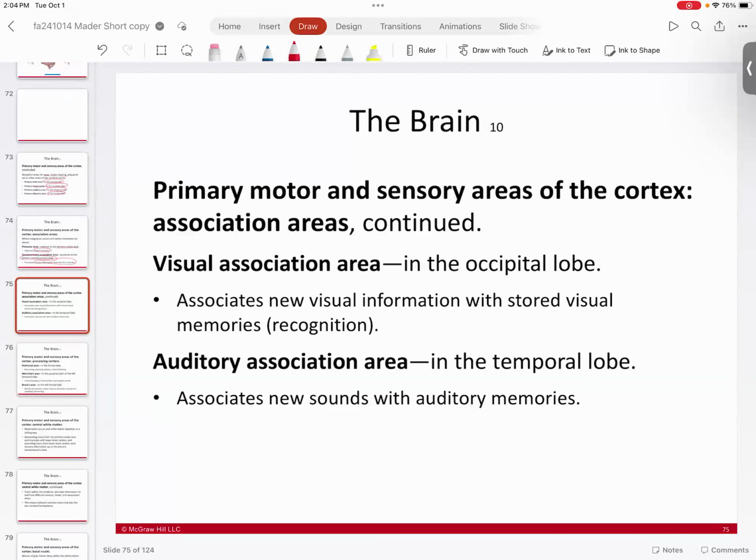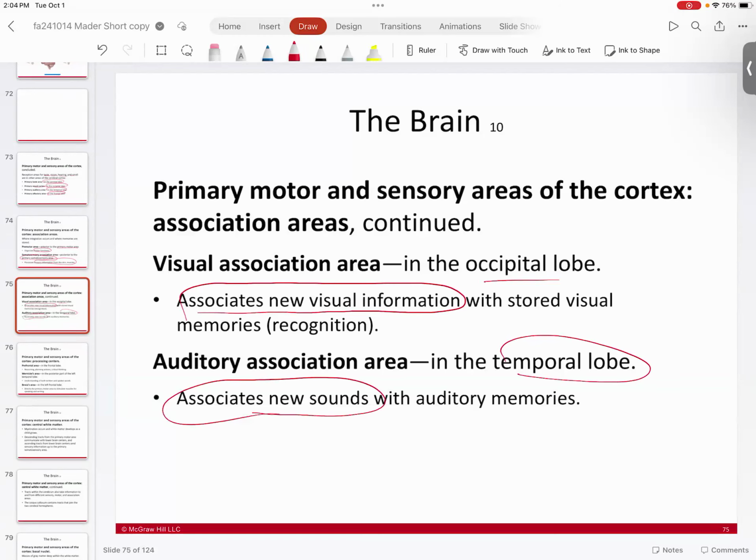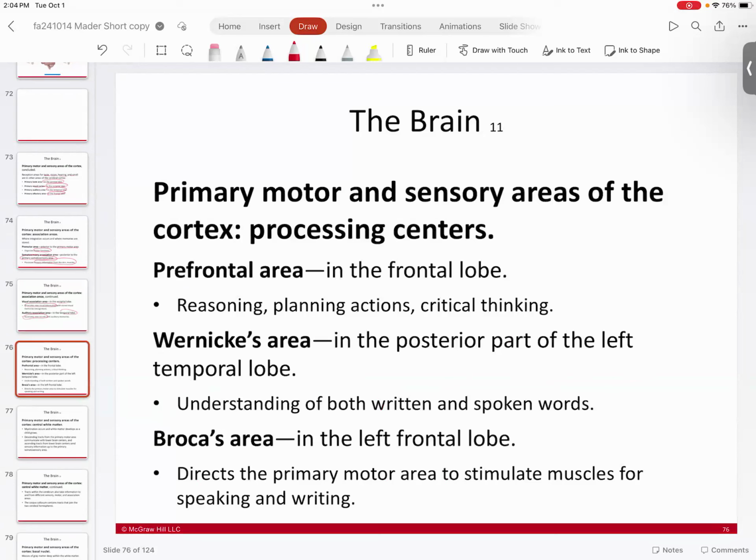Visual sensory is going to be in your occipital lobe. This basically will associate new visual information, and so your recognition and things of that nature. Your auditory association areas in your temporal lobe allow you to associate new sounds with different types of memories. So notice you're doing associations, not discrete collection, but associations. In your frontal lobe, you're going to have your olfactory. In your prefrontal area, you're going to have areas for reasoning, planning, critical thinking. These are executive functions. This is in your frontal lobe.